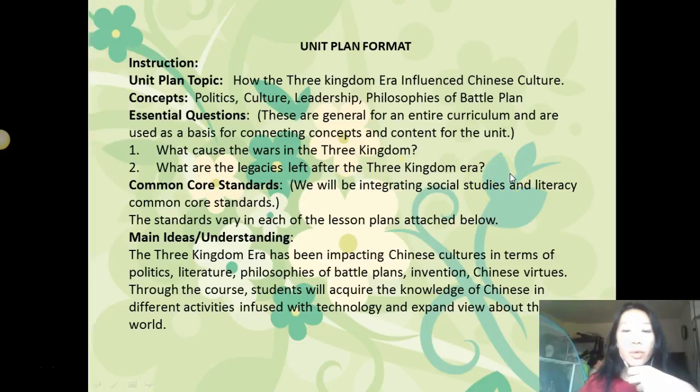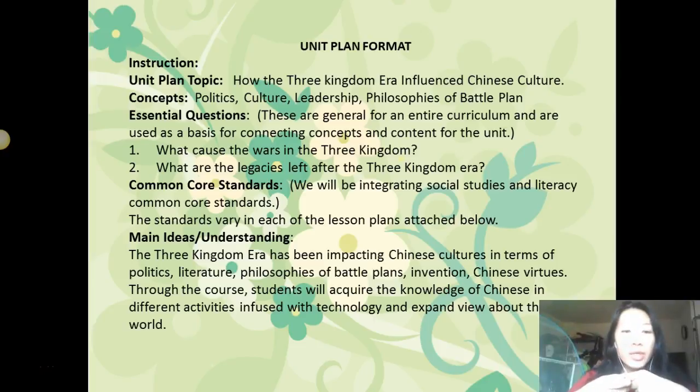Because there are so many characters during that era. So far, everyone knows Guan Gong. He is a very famous figure, we will see celebrities from that era. Okay, so the Common Core standards are varied because we have so many lessons in this unit.